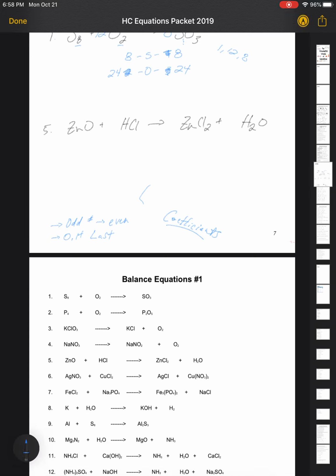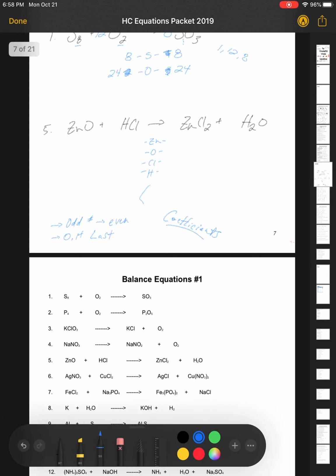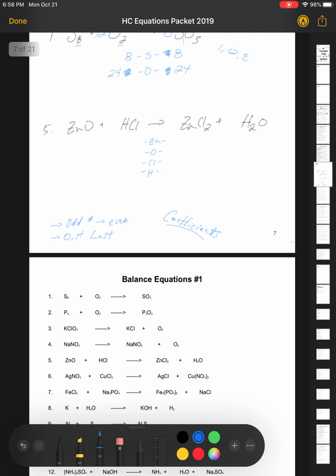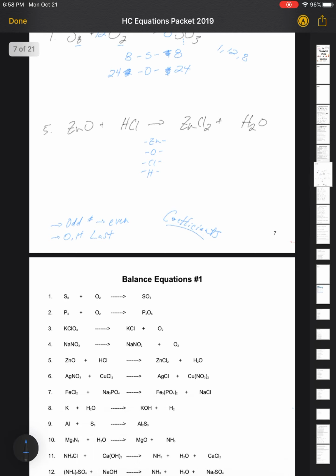But again, we're going to do the same thing where we're labeling which elements we have here. So we have zinc, we have oxygen, we have chlorine, and we have hydrogen. And if we remember from what we just said, we're going to make sure that our oxygen and hydrogens are done last. Again, just to make life easy. It's just a good habit to get into. If you want to try going for it first, by all means, and you should get the same answer.